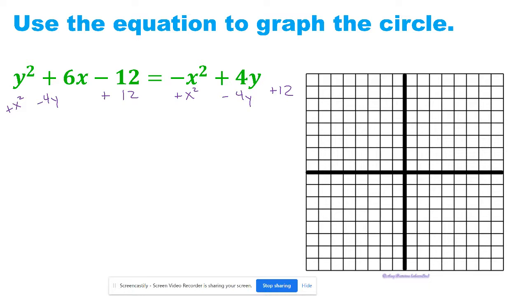And so when I cancel all that out and move everything around, what I should end up with is x squared plus 6x plus y squared minus 4y equals, I have 12 by itself on the other side. I want you to notice what I did too. As I did that, I rearranged the terms. So I know what my circle equation looks like.